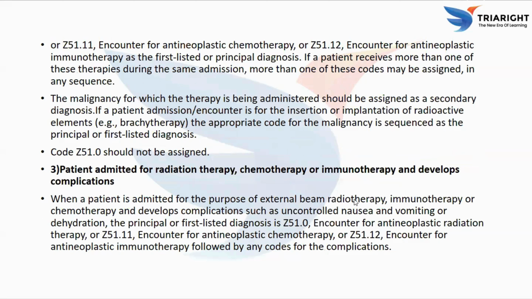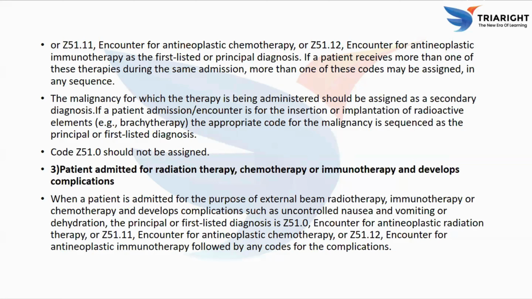If a patient is admitted chiefly to receive therapy, the Z51 code is sequenced first. If more than one therapy is given in the same admission, you should assign multiple Z51 codes, and they can be listed in any sequence. For example, a patient is admitted for both chemotherapy and immunotherapy for melanoma. So how do you sequence? First for chemotherapy, second for immunotherapy, and at last, as a secondary diagnosis, you have to assign the code C43 for melanoma. So multiple Z51 codes are allowed only when multiple therapies are actually given.